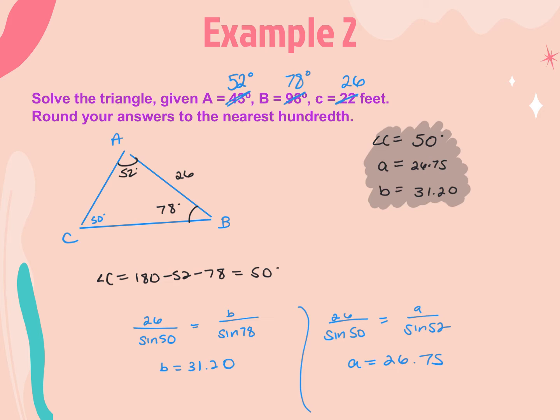So side C, which is 26, over the sine of angle C, which is 50, would equal B over sine of B, which is 78. And 26 over sine of 50 would equal A over sine of A, which is that 52. Cross multiply and divide. Be careful with your parentheses or what order you hit enter. B should be 31.20 and A would be 26.75. This would be feet for both of these if it asks for units.